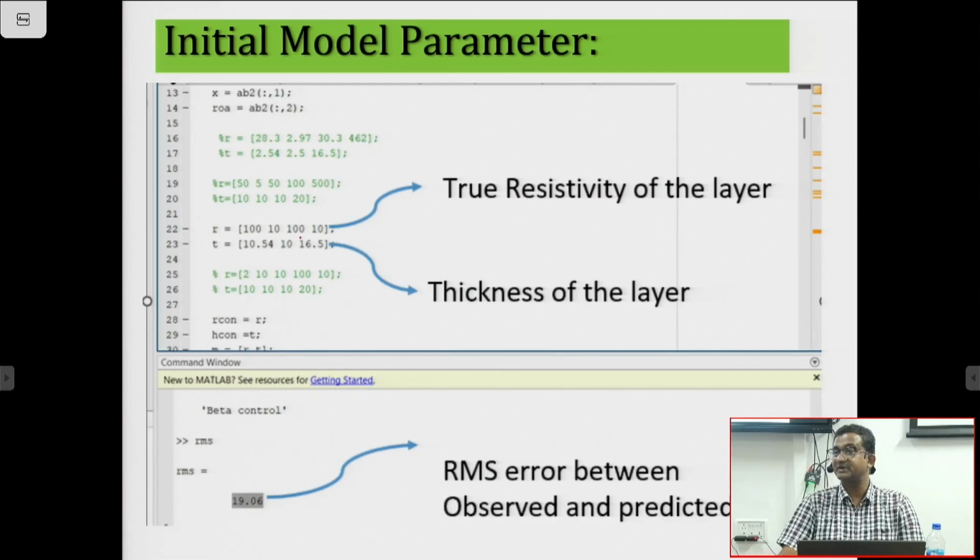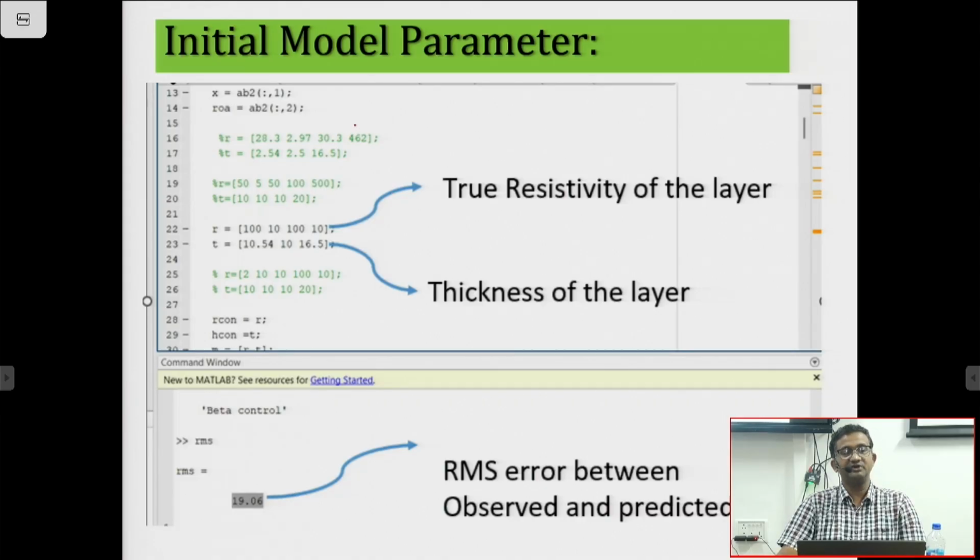Let us say this is my initial guess. Okay, this is the true resistivity and this is the thickness of that problem. So let us say we provide this, then using this code it will first compute the recurrence relationship, then compute this rho A calculated.